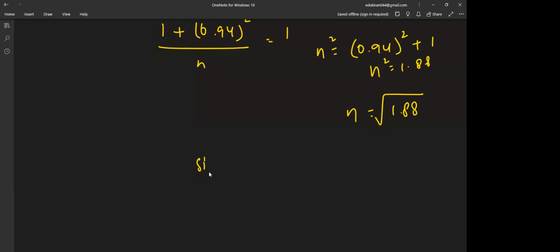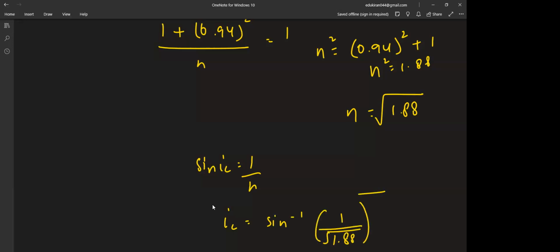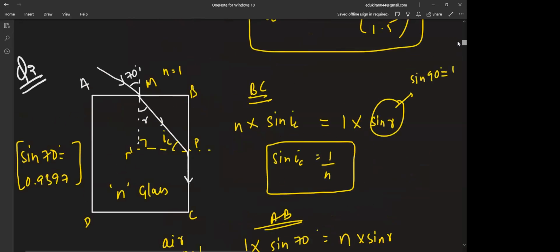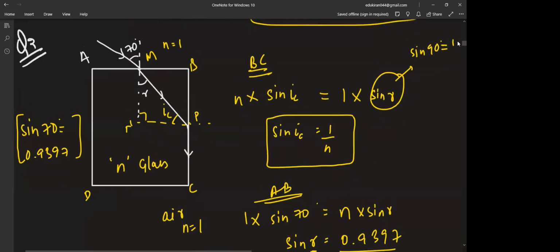So IC we have to find. Sine IC is equal to 1 by N. So IC will be equal to sine inverse of 1 by root 1.88. This you can complete. You can always find it. The main thing was to remember that this was just mathematical calculation till here. Till here you had to remember how to convert and how to apply Snell's law. Write this down. It's a lengthy question. Wherever you get stuck, let me know. I'll repeat.